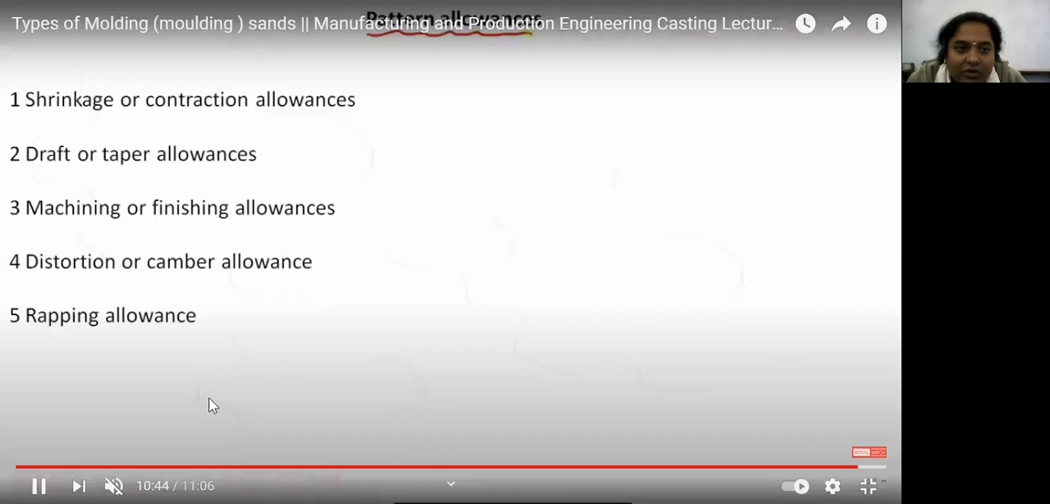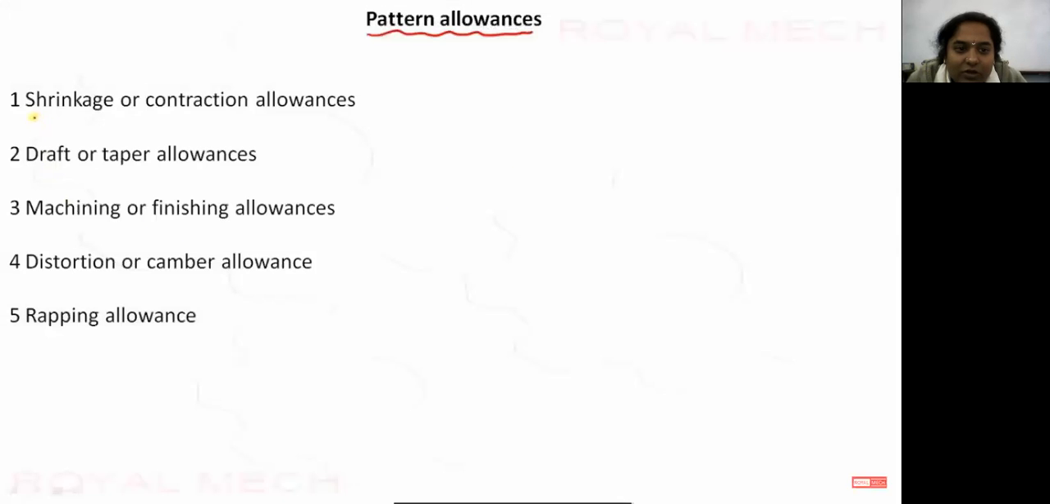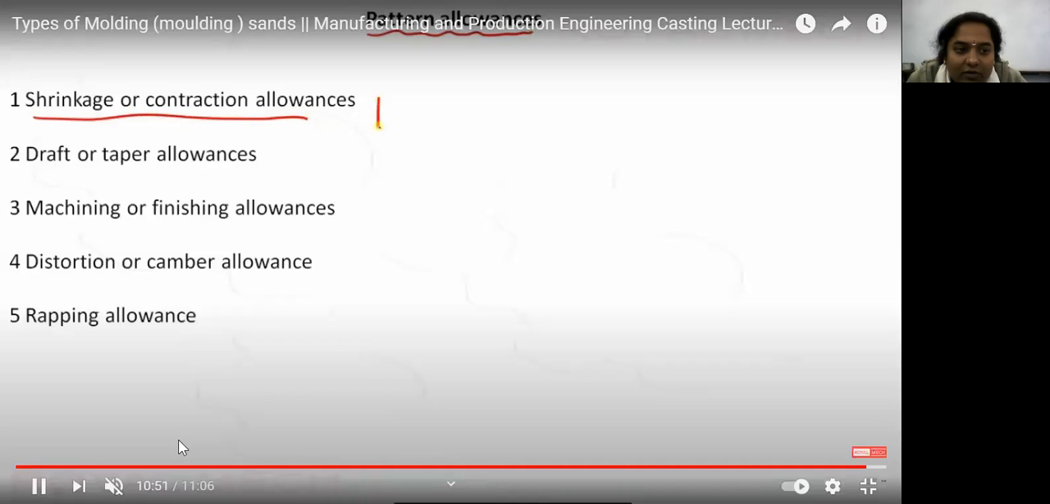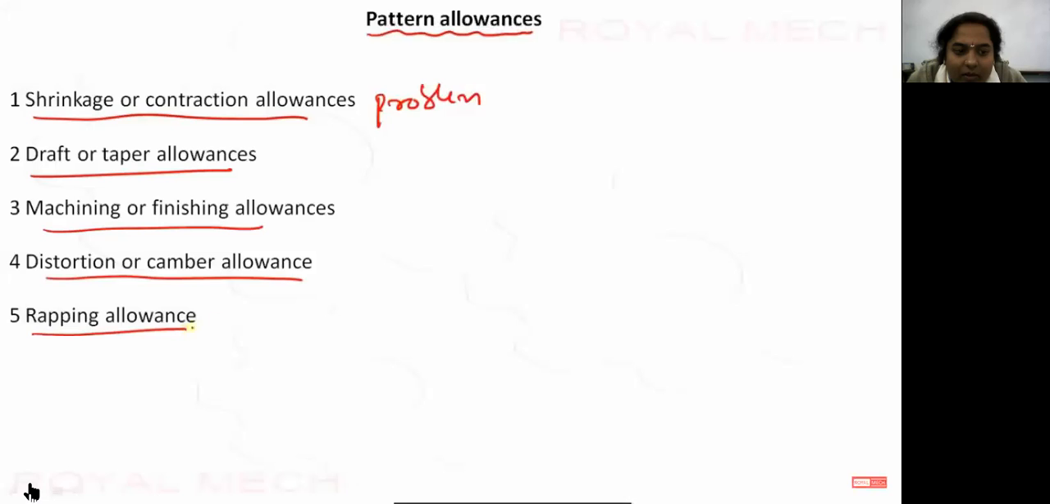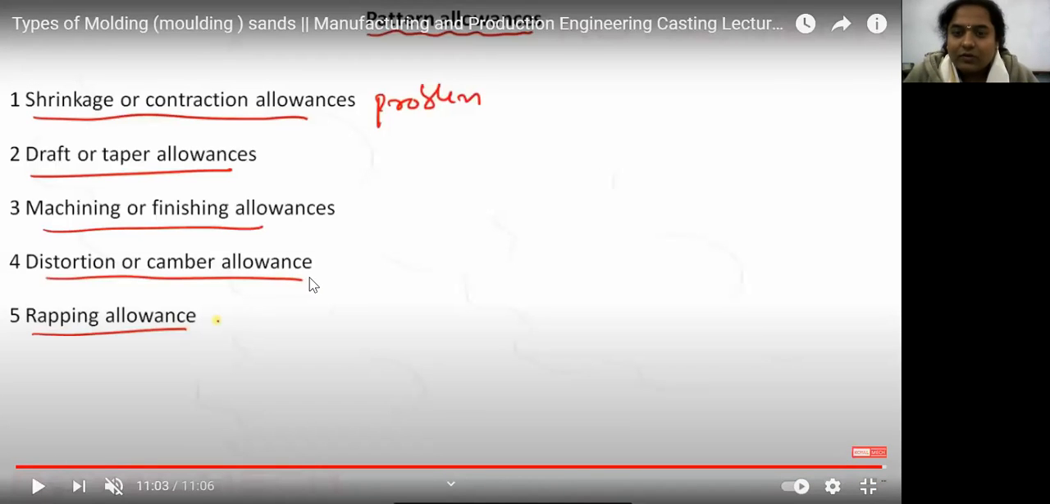Shrinkage or contraction allowance, draft or taper allowance, machining or finishing allowance, camber allowance, and warping allowance. So these are the different problems. This is about the types of sands which we use in molding. Now you know the types of tools we use in molding and the types of molding sands we have. In the next video you will see how to make a single pattern or double pattern using this sand. Okay, thank you.